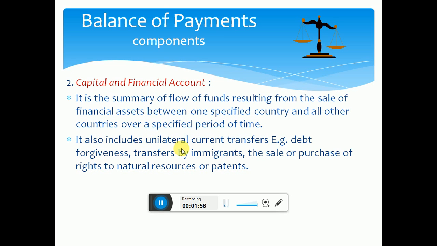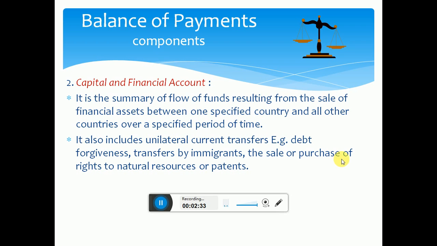It also includes unilateral current transfers. What does it mean? It means debt forgiveness. Suppose one country gives a loan to another country and now they are going to forgive it. They are not going to take it back. Transfers by immigrants means suppose some Afghans are in other countries and they are sending money to Afghanistan, so these are transfers by immigrants.